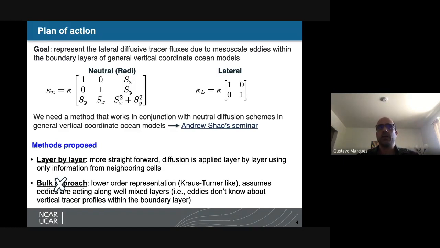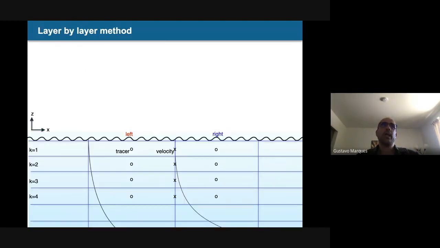So I'm going to talk about the layer by layer method, although both are implemented in MOM6. The way the layer by layer method works, we have this schematic. We have a left column and a right column. The circles are the tracer points, the crosses are the velocity points, and we have 4 layers shown here. There are two isopycnals that are outcropping to the surface, and then we impose this kind of boundary layer depth.